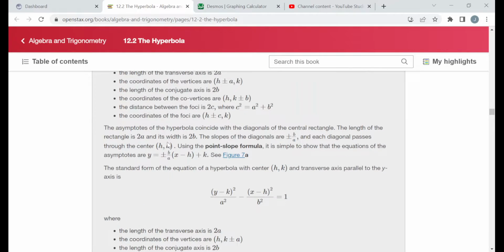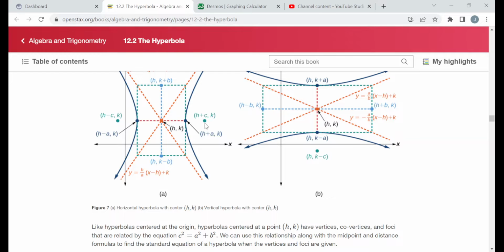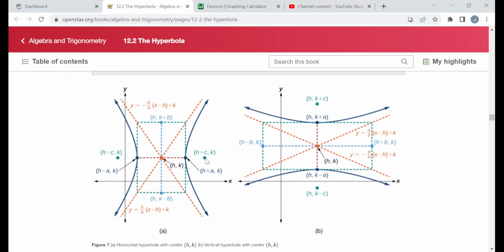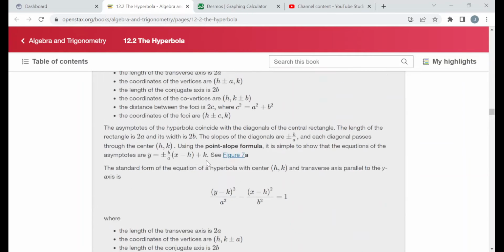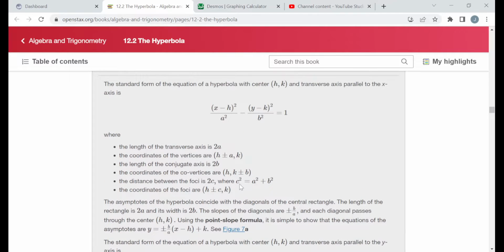Then there are these two points called foci, at (h plus c, k) and (h minus c, k). These two points are on the same line as the vertices, on the transverse axis inside the curves. They are c units away from the center. The relationship between c, a, and b for any hyperbola is right here: c squared equals a squared plus b squared.